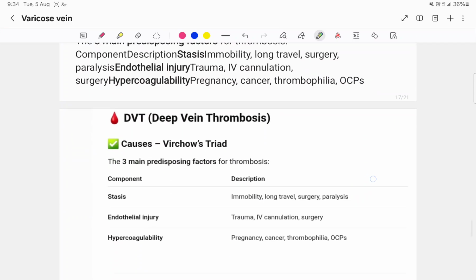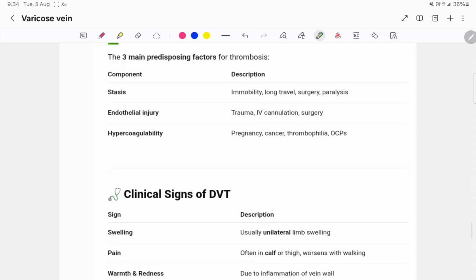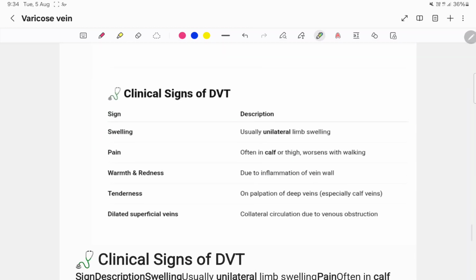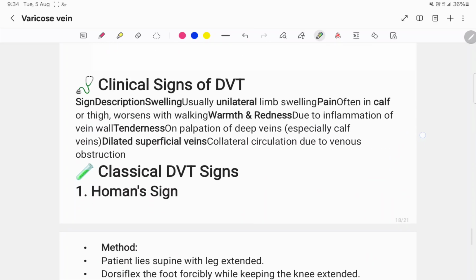Now DVT, deep vein thrombosis. In cause, the Virchow triad is very important. It has 3 components: stasis, endothelial injury and hypercoagulability. All lead to deep vein thrombosis. What are the clinical signs? Swelling, pain, warmth and redness, tenderness and dilated superficial vein.